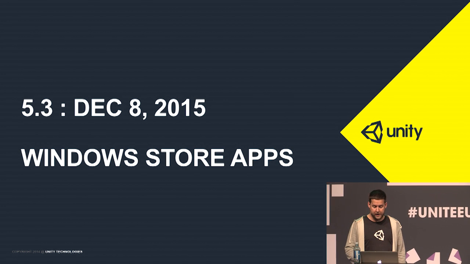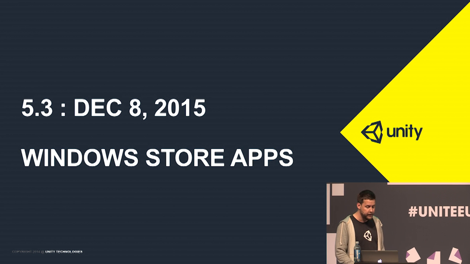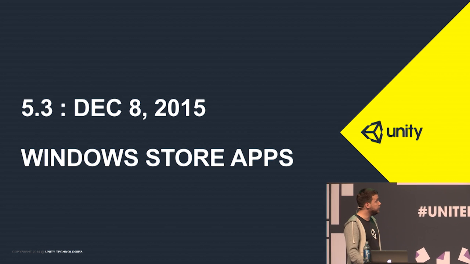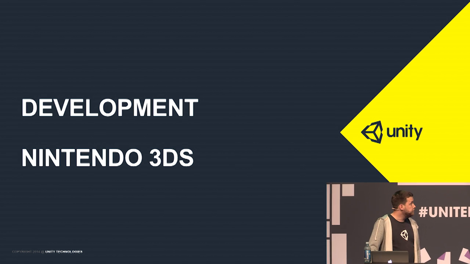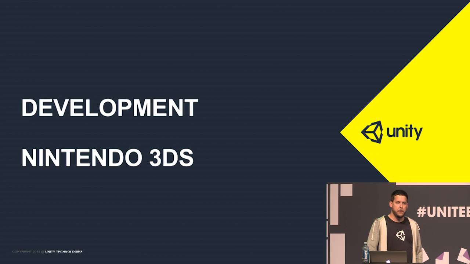It has a couple of caveats. I won't go too deeply into that. But it's something that we're planning to ship as a beta in 5.3. Then a platform very similar to WebGL, in the fact that it doesn't have the Mono backend, but only has IL2CPP, is the 3DS. No dates on that just yet, but it is in full-on development.